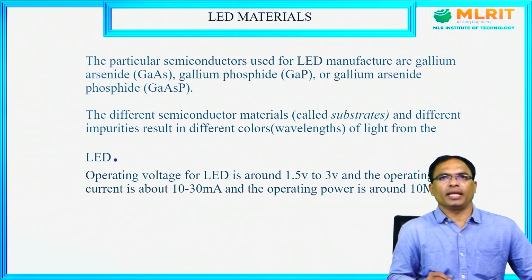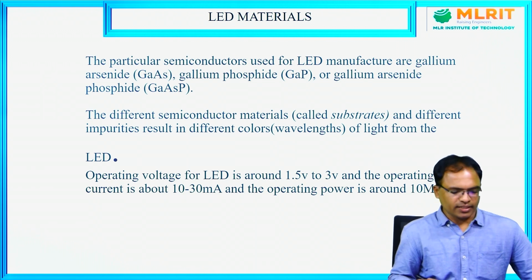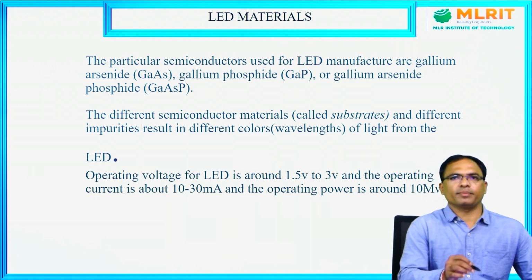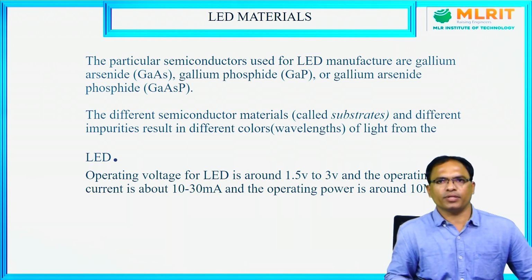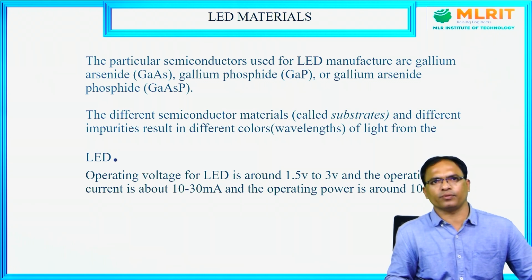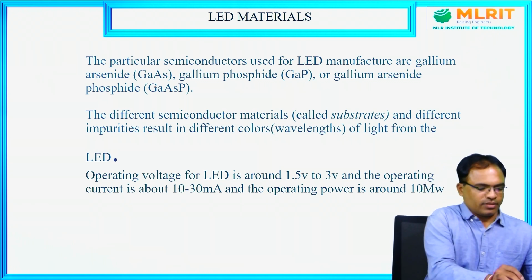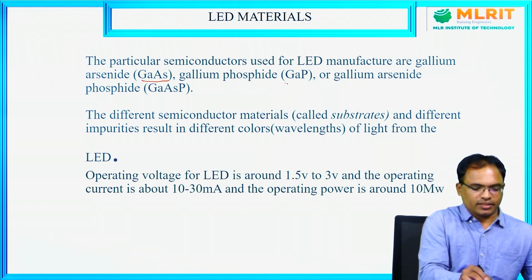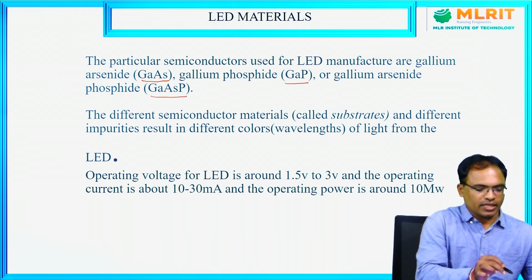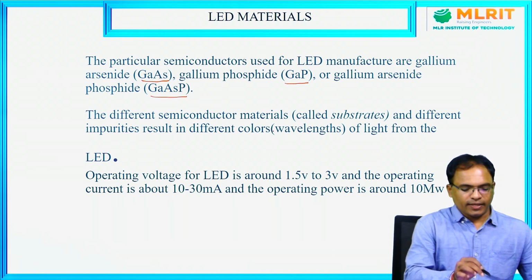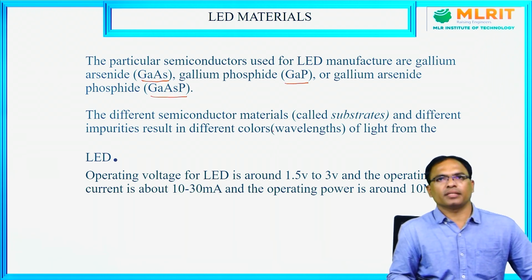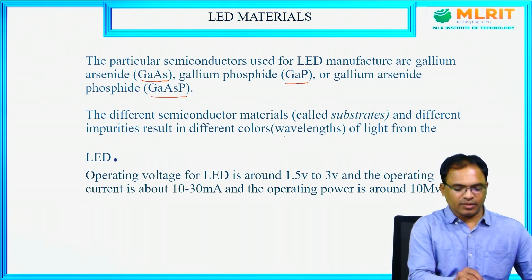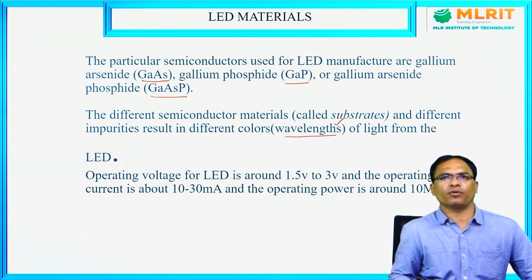Now, LED materials. As I told earlier, LEDs are made of direct band gap semiconductors which are obtained by the combination of second and sixth or third and fifth group elements. In this regard, all these are direct band gap semiconductors: gallium arsenide, gallium phosphide, gallium arsenide phosphide. So finally we can say that the material which you are using and the amount of doping will decide the wavelength of light that is coming out from the LED.